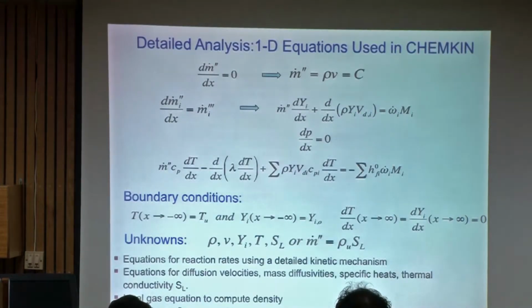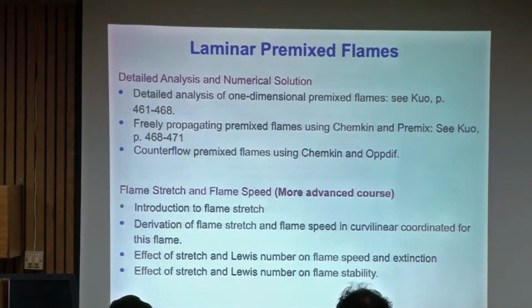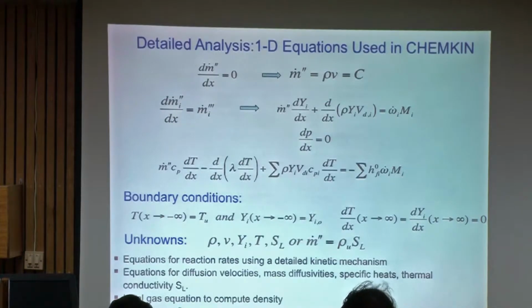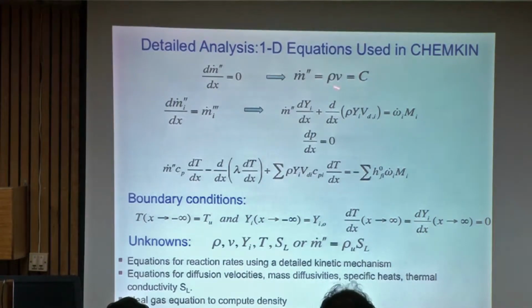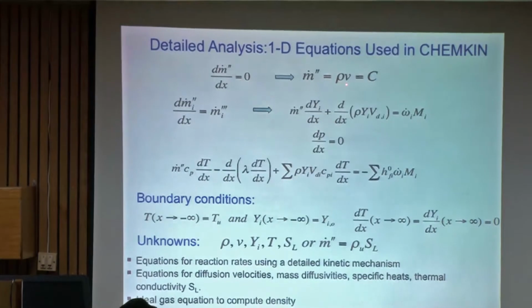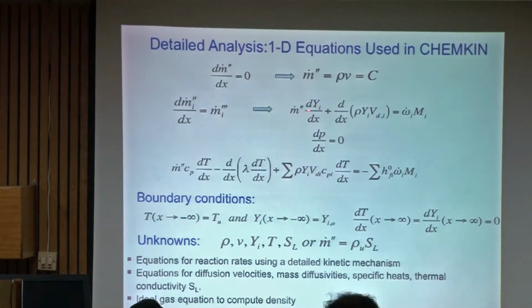Okay, I mentioned here using Chemkin. If you do freely propagating flames, then the equations are the same as we have already discussed. This is the mixture mass conservation, that is rho times V is constant. Then the species equation: the convective term, the diffusive term, and then the reaction term. Pressure is constant, so this becomes your momentum equation, dP/dx is 0.